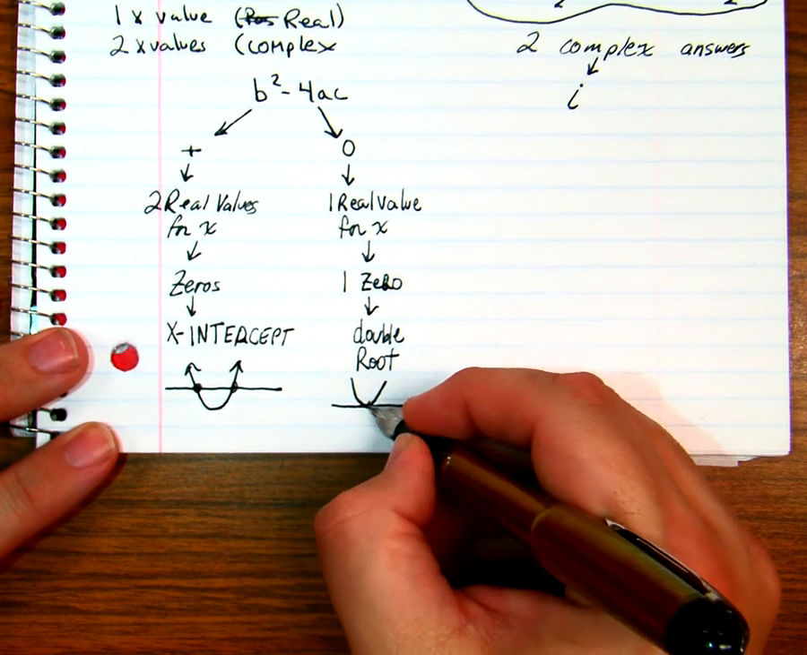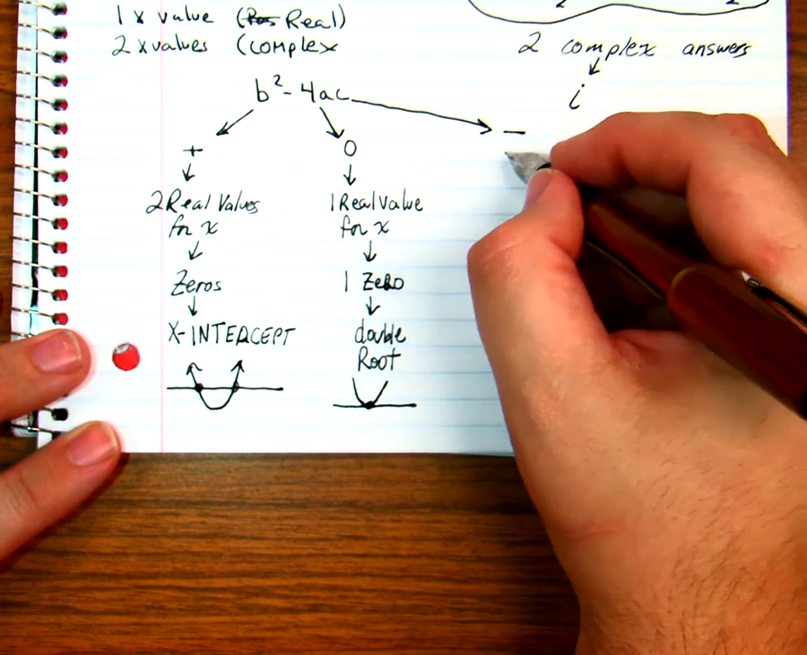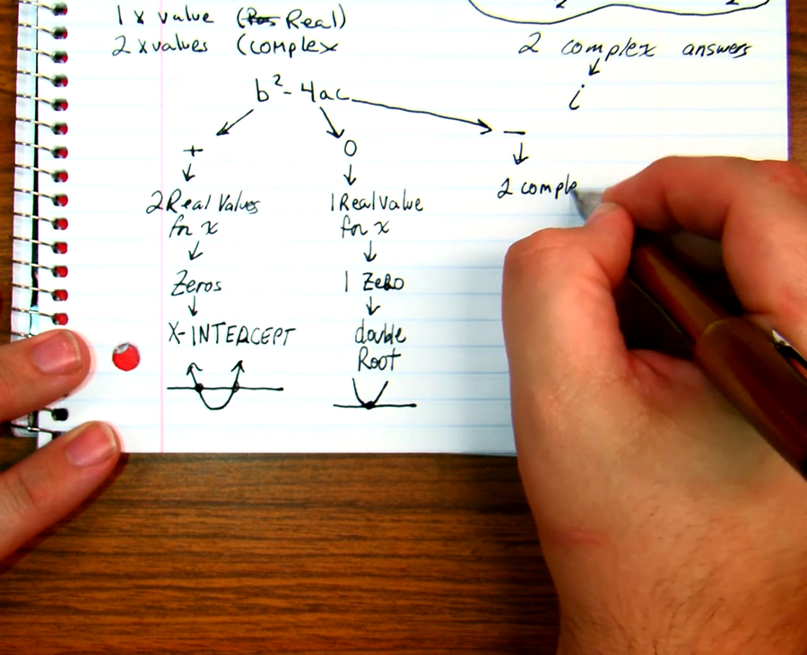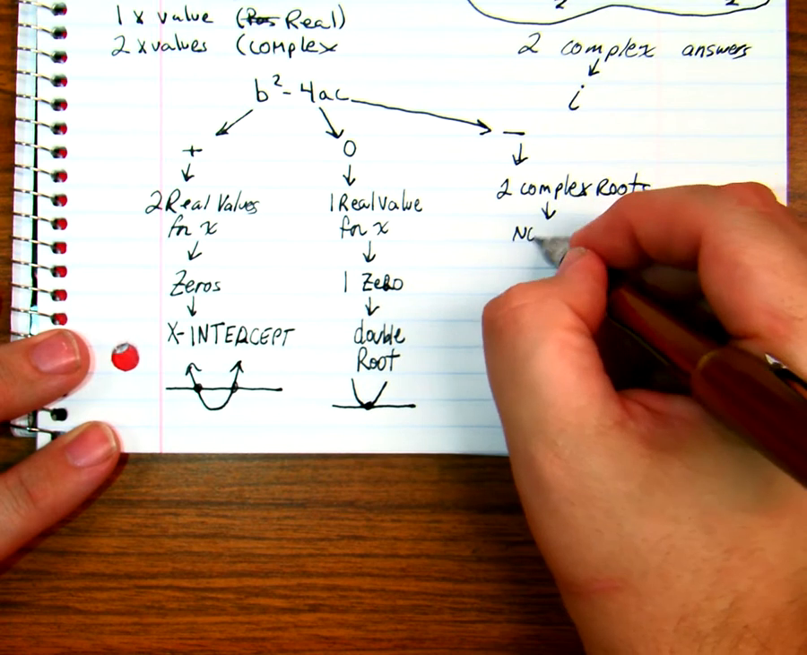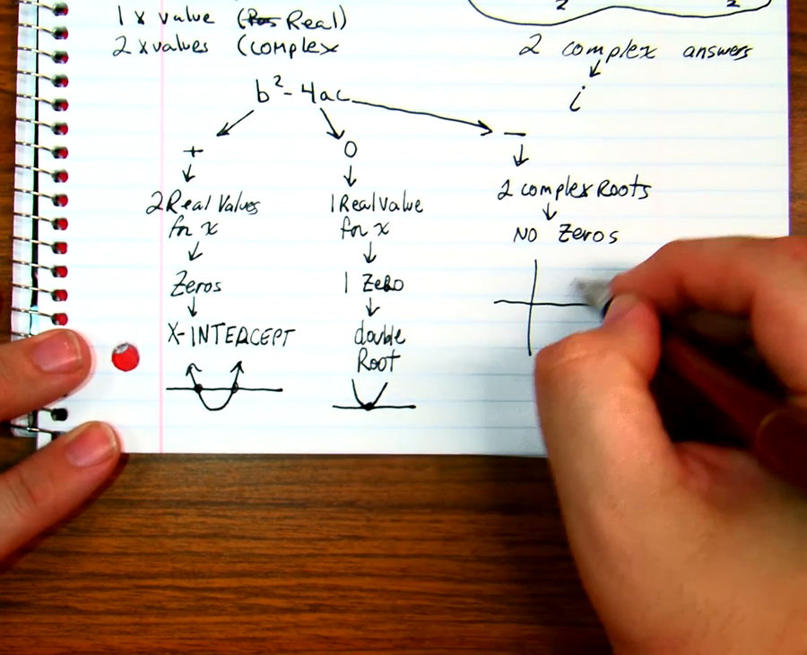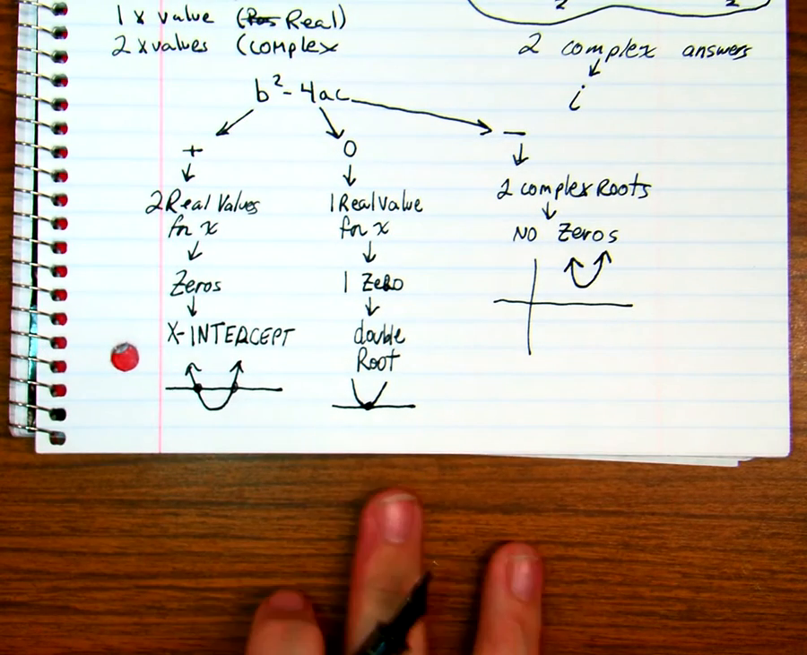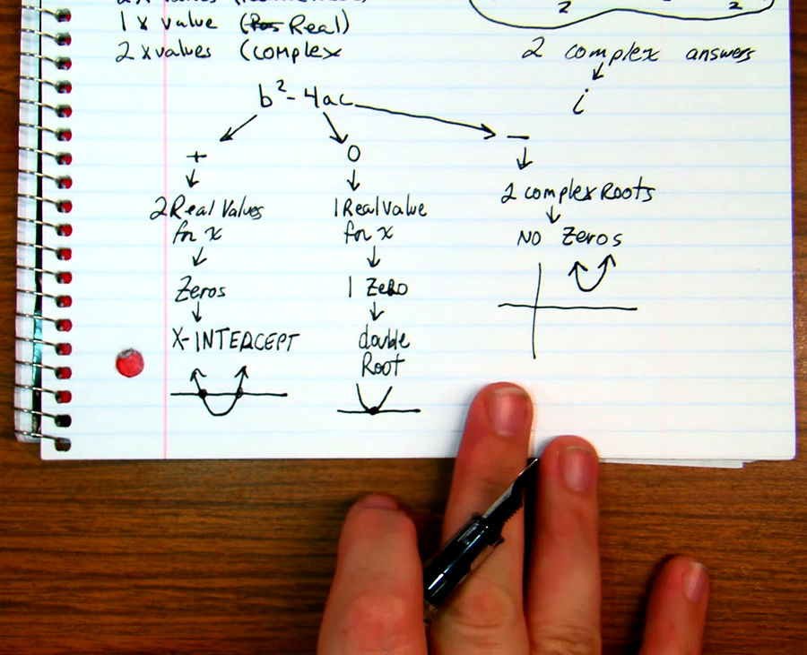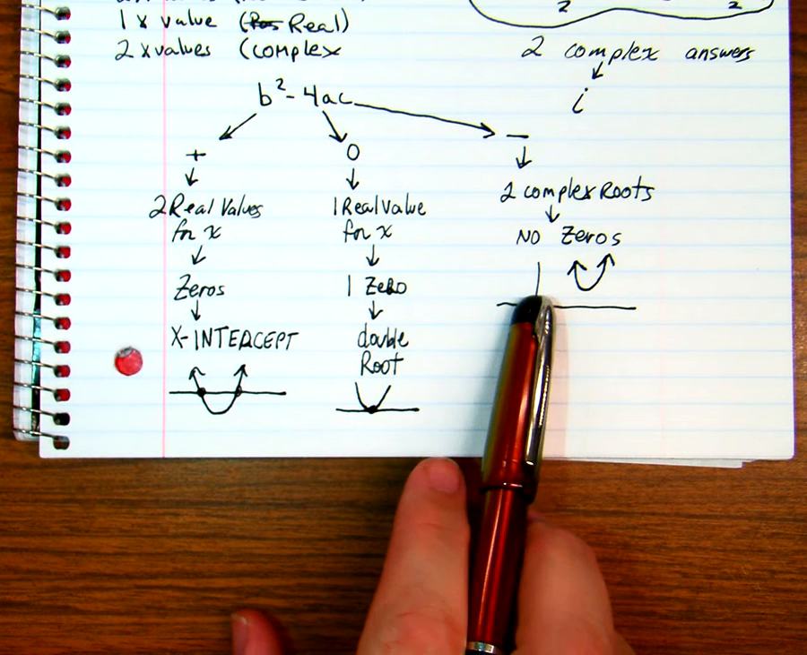If it ends up being negative, you get two complex roots and you have no zeros, which means your parabola is out in space somewhere and it doesn't hit the x-axis. So that's what we can tell from just b squared minus 4ac. At that point when I had the negative 3, I knew my parabola never hit the x-axis, and I'm able to figure it out from there.